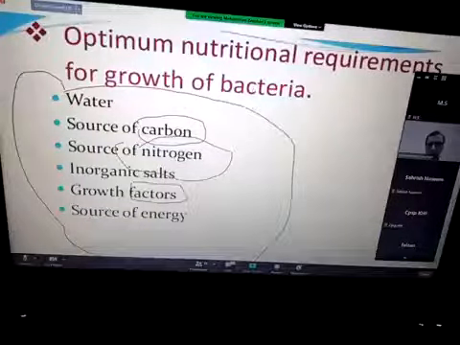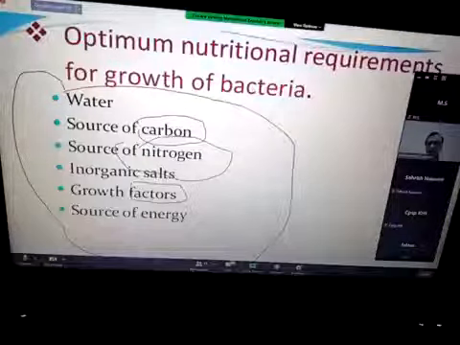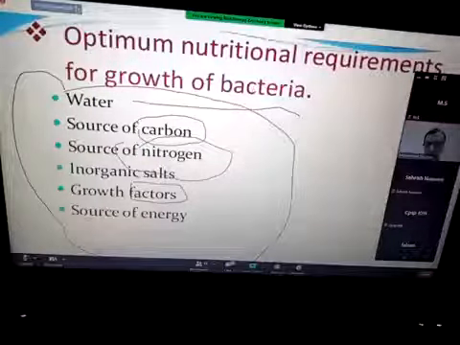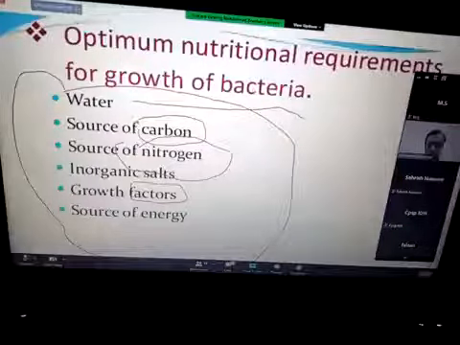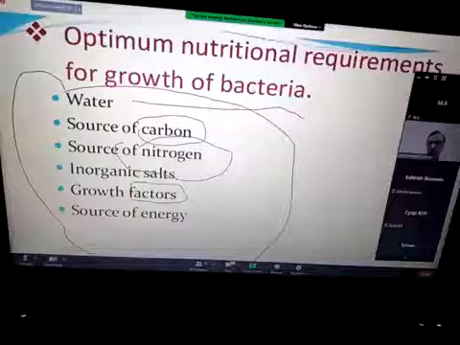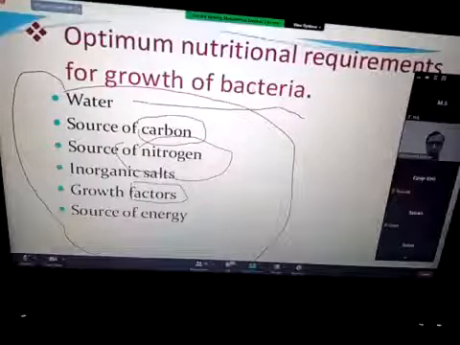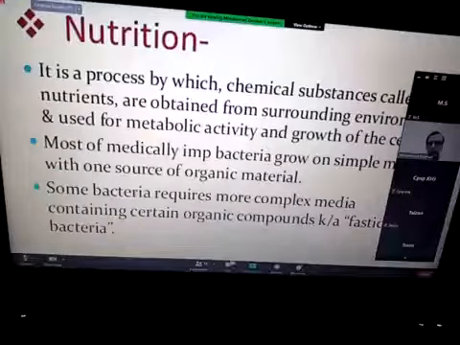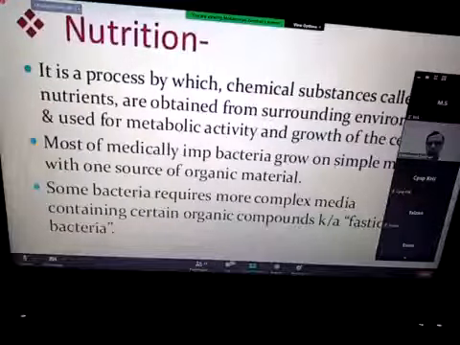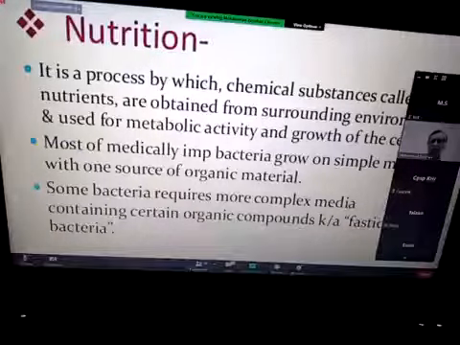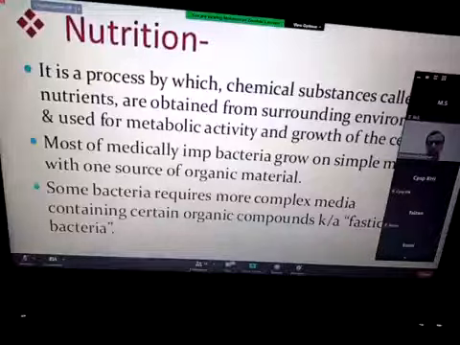But in the clinical laboratory, we give them all these things artificially. We give them an artificial environment in the form of agar and broth, and we give them oxygen and carbon dioxide to grow the bacteria in the laboratory. In nature they take these from the surrounding environment, but in the laboratory we give them artificially in the form of simple media with different sources of nutrition.